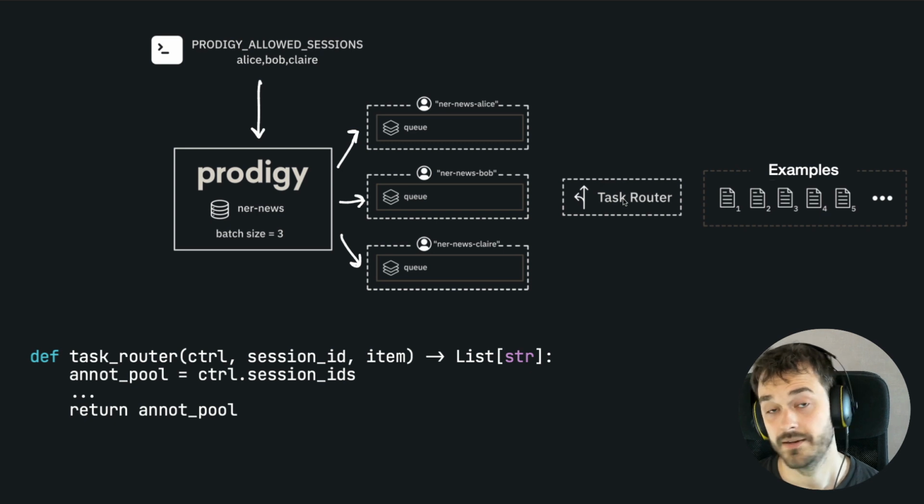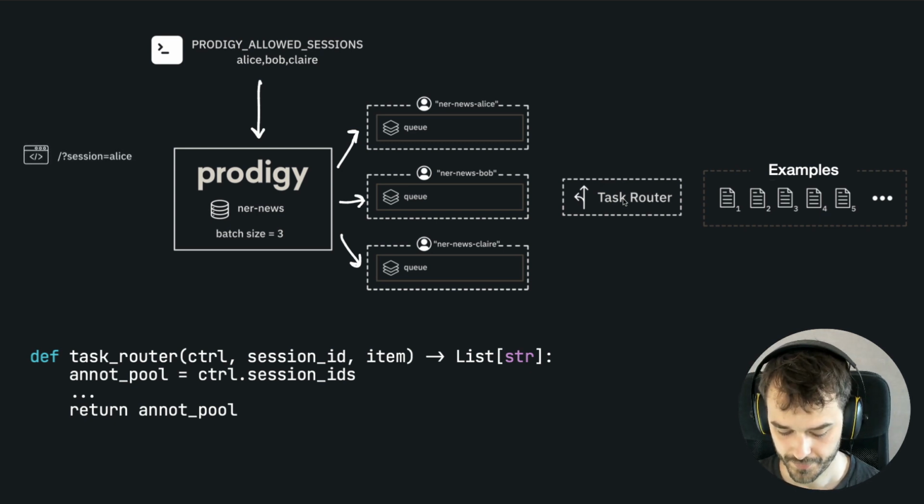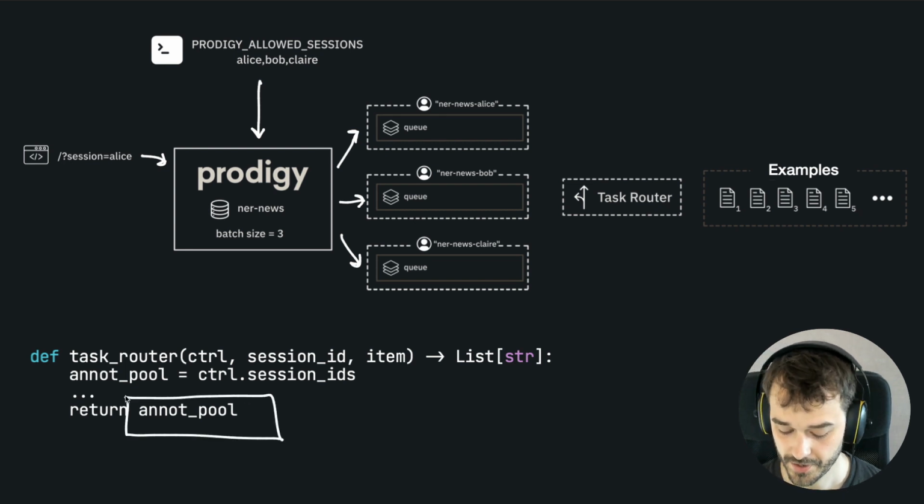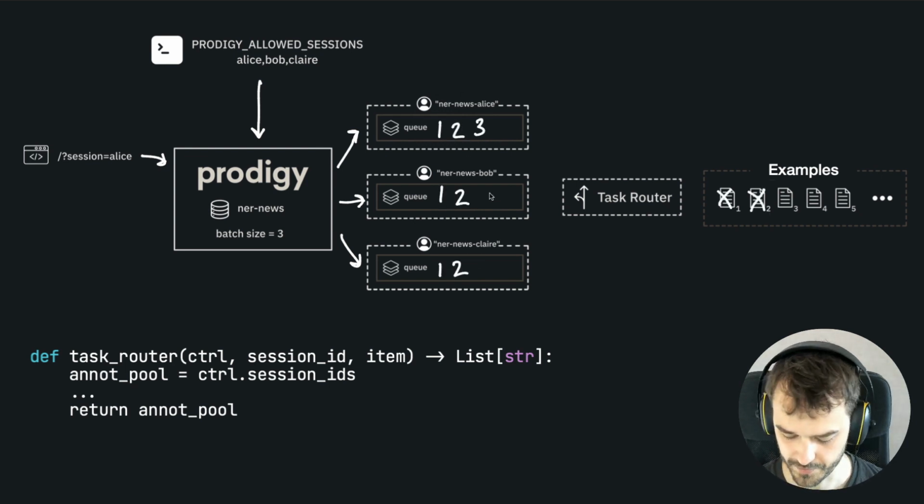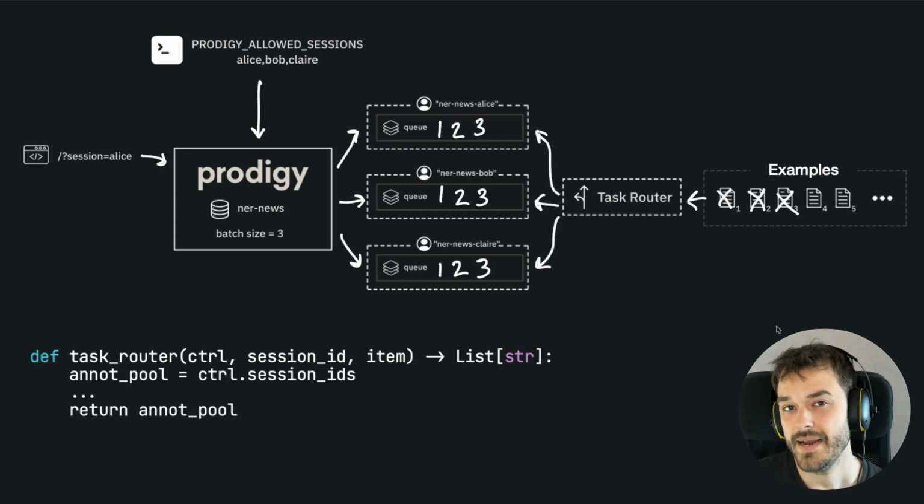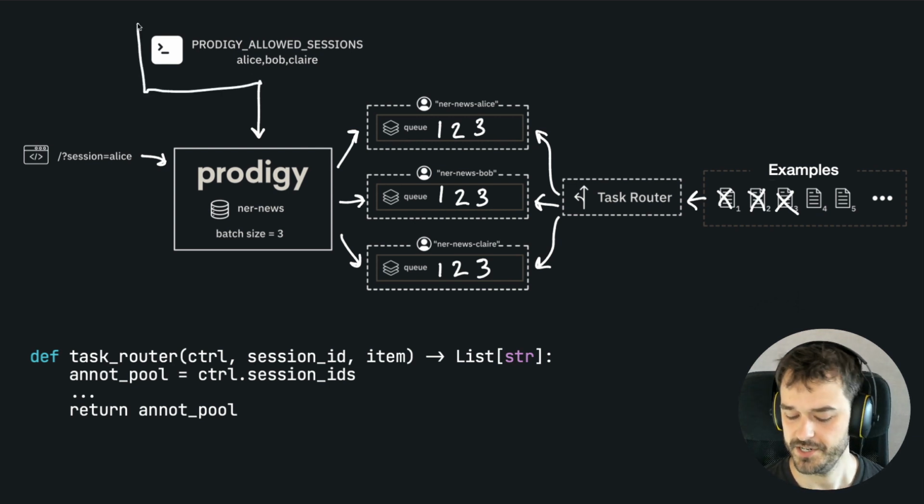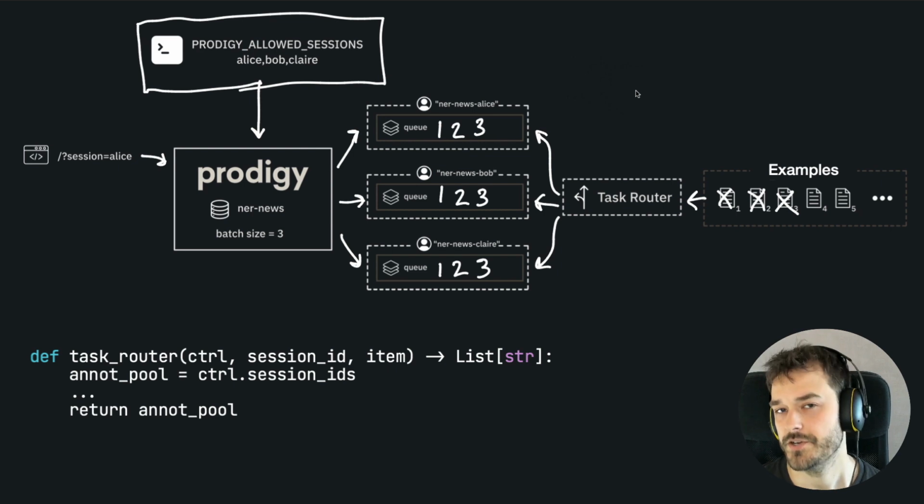And the nice thing about that is then, when a user actually does show up, so again, let's assume that Alice is the first person, then at this point in time, the task router will be triggered. And at that point in time, this controller object will be aware of all three of the sessions. And that means that this annotation pool that we return will also contain all three of those sessions. And that means that the first item will be assigned to everyone, then the second, and then the third one. This is why, in general, if you are writing custom task routers yourself, it is recommended to consider using this environment variable, just to make sure that Prodigy is aware of every single annotator out there.